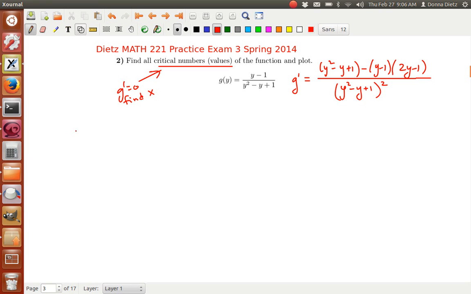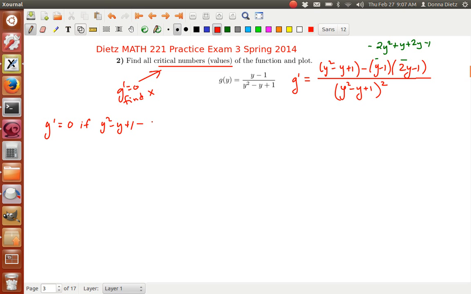Okay, here we go. So now what? The numerator is 0 when g prime is 0. So g prime is equal to 0 if y squared minus y plus 1 minus, okay, we got to expand this thing. Y times 2y, so we're going to FOIL, and then there's a minus outside. So you get 2y squared, and the outer term is minus y, it becomes a plus y. And the inner is minus 2y, so we get a plus 2y. And the last is plus 1, so we get a minus 1.